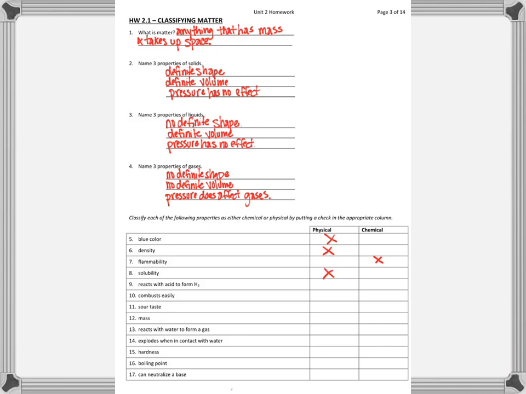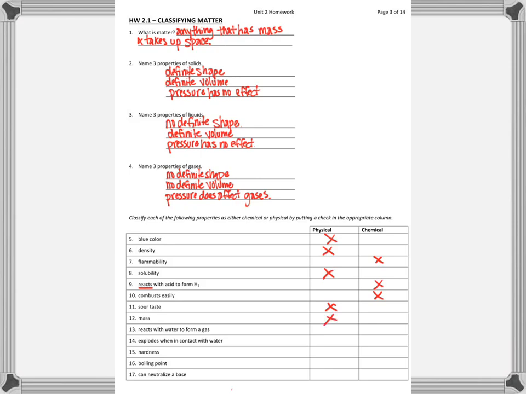Reacts with acid to form hydrogen gas. Whenever you see this word reacts, that means that it has to change. So in this case, it would be a chemical change. Combusts, okay, again, combusts, reacts, explodes, all those would be chemical. A sour taste, let's say you have a Sour Patch candy, you take a lick, you lick it a little bit, you can taste that it's sour, it didn't change to something else, okay? So that would be a physical property.